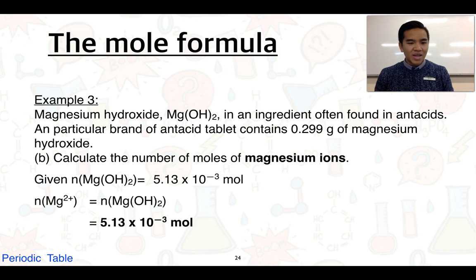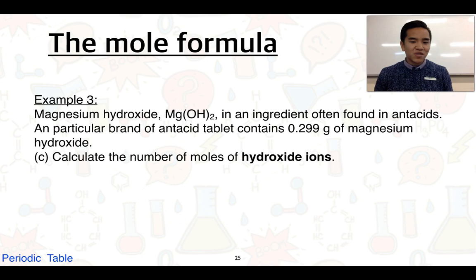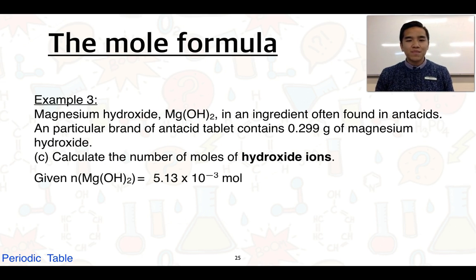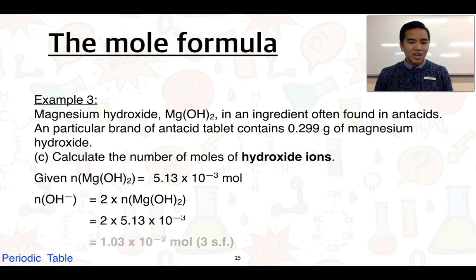Lastly, if we have a look at the calculation for the number of moles of hydroxide ions, I've already mentioned this. Again, if we had 1 mole of magnesium hydroxide, we would have twice that number of hydroxide ions. That's because we've got 2 lots of hydroxide per unit. So using our previous information, knowing the number of moles of magnesium hydroxide, the number of moles of hydroxide is going to be twice the number of moles of the magnesium hydroxide. So we just multiply by 2 and we end up with 1.03 times 10 to the negative 2 moles.